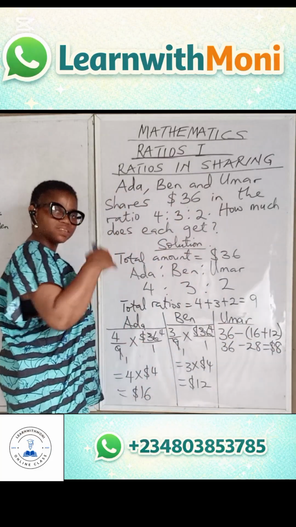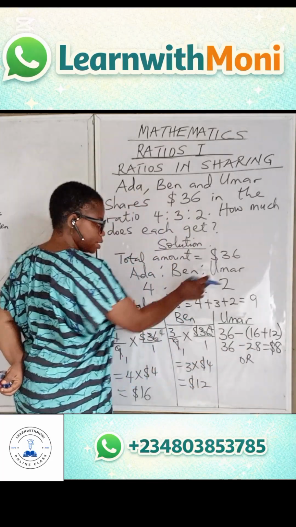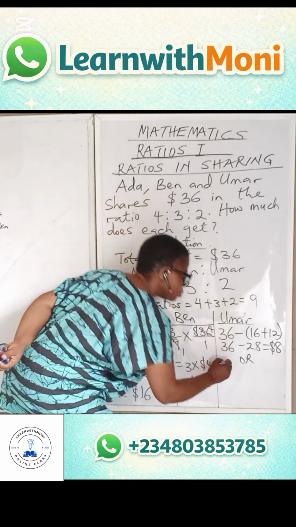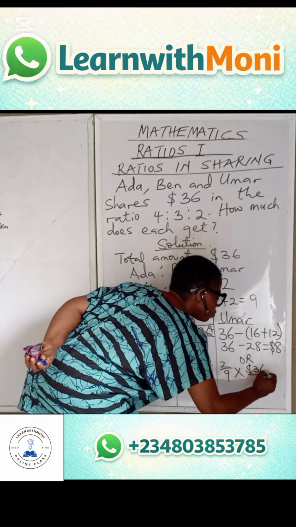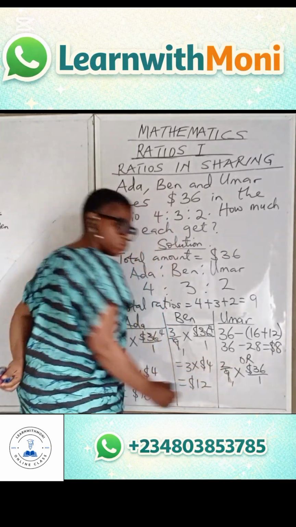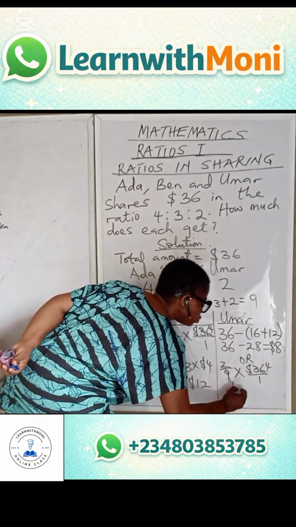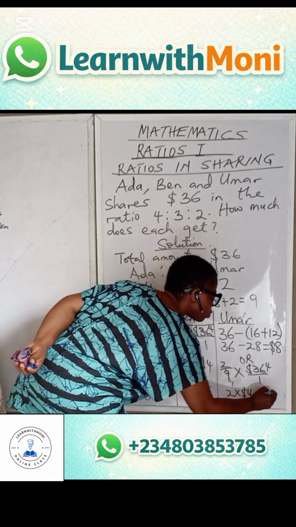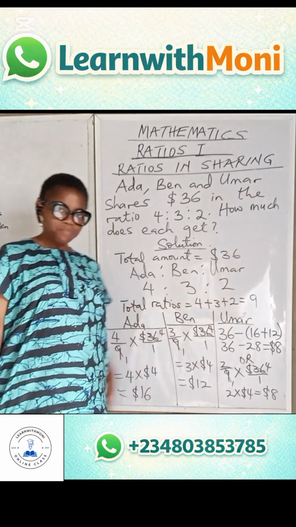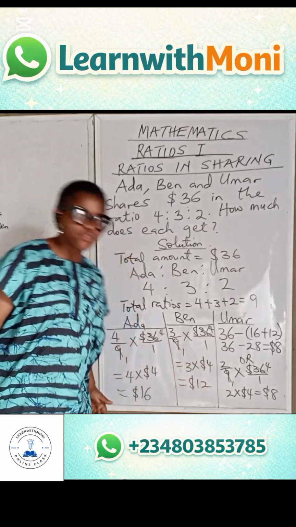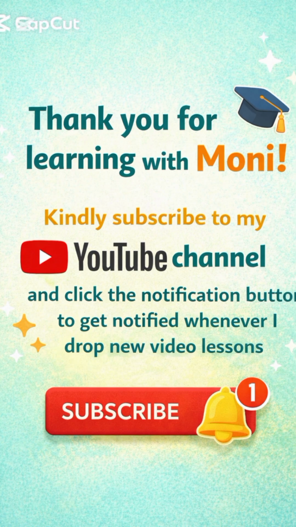But we can actually go through the same means of getting for Ada and Ben for Umar. Let's see. Umar is taking 2 parts out of 9. 2 out of 9 times $36 over 1. 9 divides 9 once. 9 divides 36 4 times. And that is 2 times $4, which is equal to $8. So whether you solve for Umar by simple subtraction or you go the way of ratio as well, you are going to earn fine.